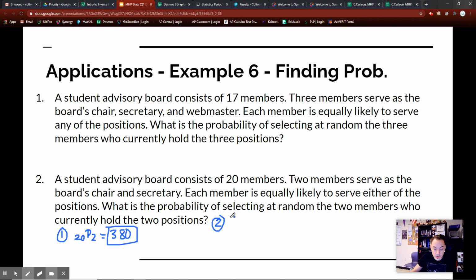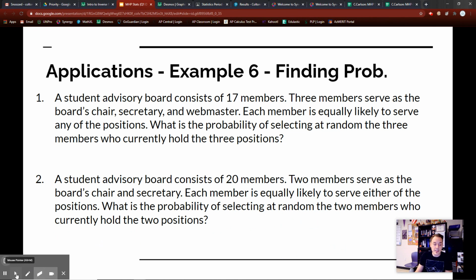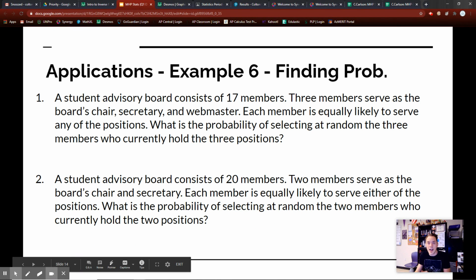And then the second part is doing the probability of selecting the 2 who currently are holding the positions of chair and secretary. So what's the probability there? 1 out of the 380 different ways, which reduces down to 0.003. Perfect. So that right there alone should give us an idea of how these combinations, these permutations, and the fundamental counting principle are related to probability. You're going to be practicing a lot more with your homework, but suffice to say that should help guide what we're doing here.